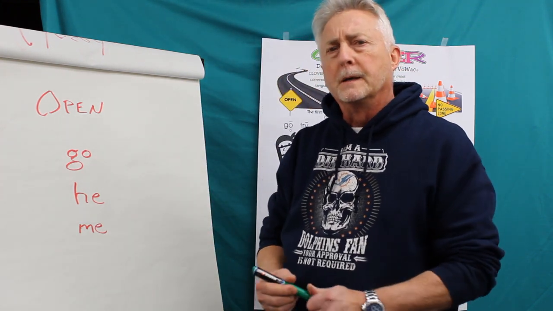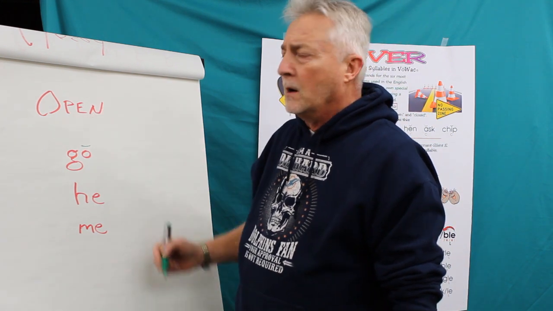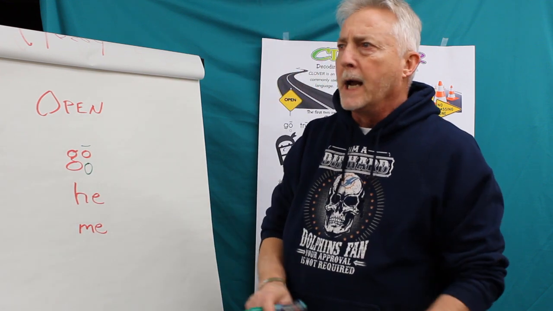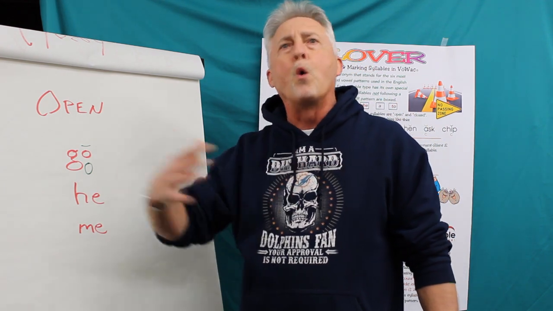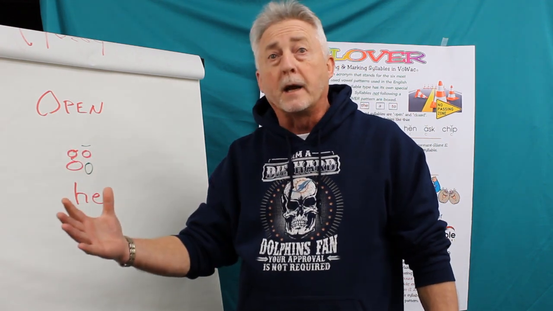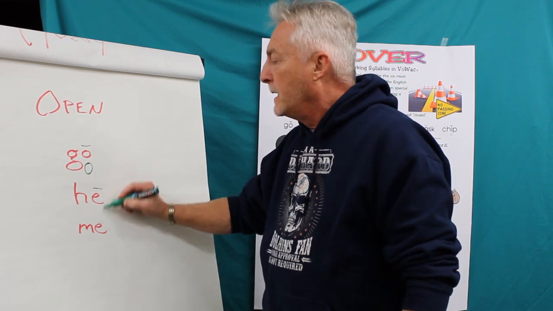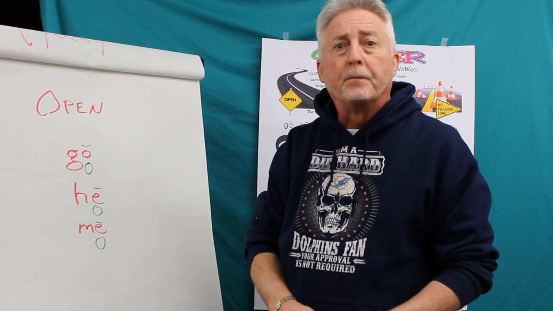When we mark these, we very simply put a macron over the vowel to take on the long vowel sound, and we mark it with a capital O underneath. Now, an open syllable can go on and on and on for as long as you have air in your lungs. Go, and you can do this until your chest caves in. It'll take on that sound. He, me, and those are open syllables.